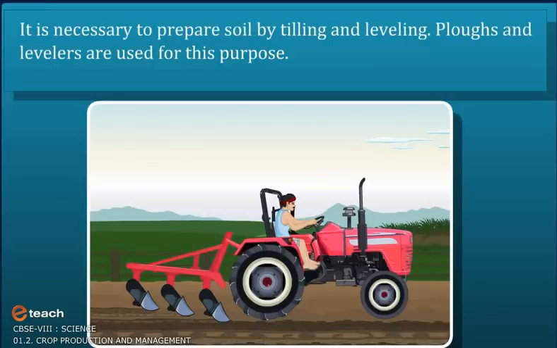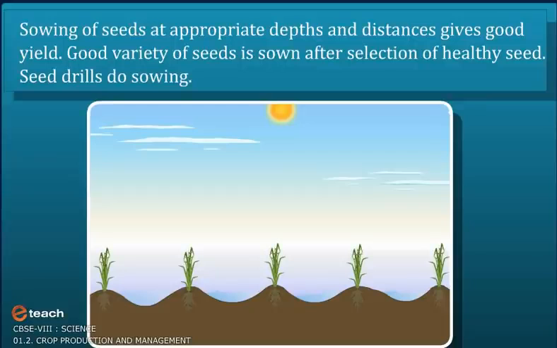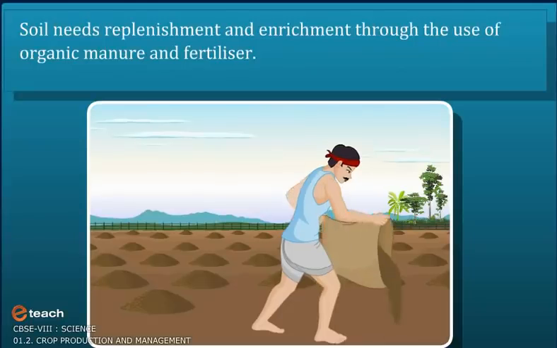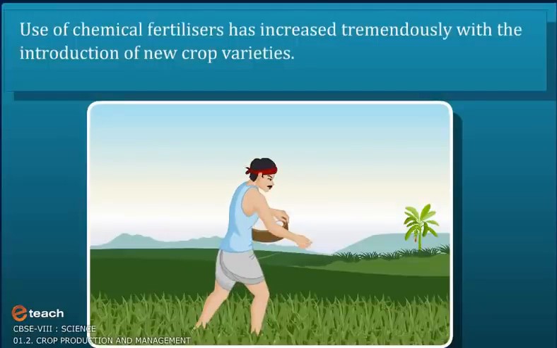Summary. It is necessary to prepare soil by tilling and leveling. Plough and levelers are used for this purpose. Sowing of seeds at appropriate depth and distances gives good yield. A good variety of seeds is sown after selection of healthy seeds. Seed drill does sowing. Soil needs replenishment and enrichment through the use of organic manure and fertilizers. Use of chemical fertilizers has increased tremendously with the introduction of new crop varieties.